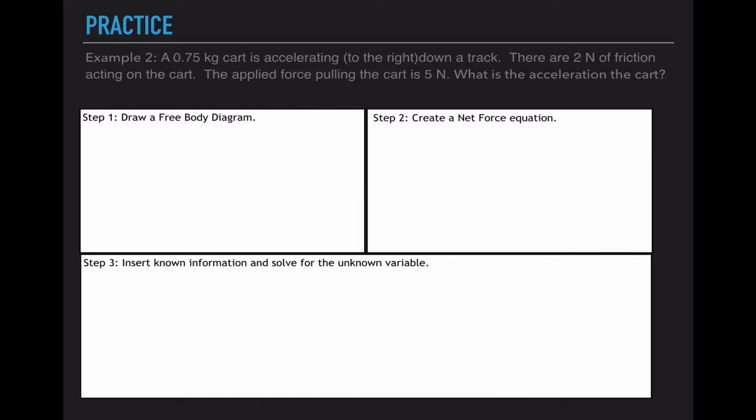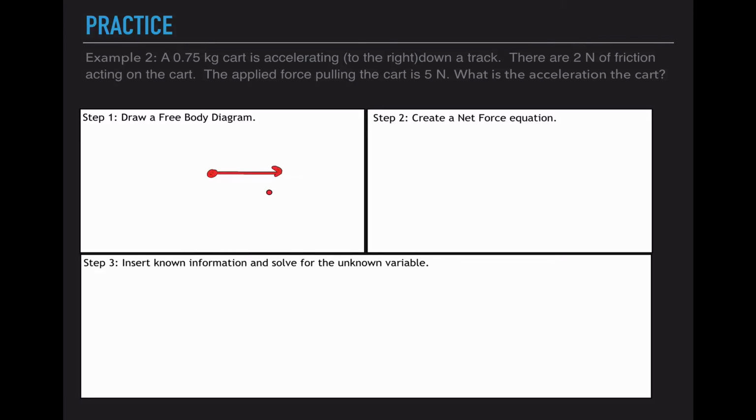A 0.75 kilogram cart is accelerating to the right down a track. There are 2 newtons of friction acting on the cart. The applied force pulling the cart is 5 newtons. What is the acceleration? So now I'm not asking you to solve for the F net. I'm asking you to break that F net down and solve for the acceleration. So again, we're going to draw our free body diagram. It's going to look exactly the same as the last slide.